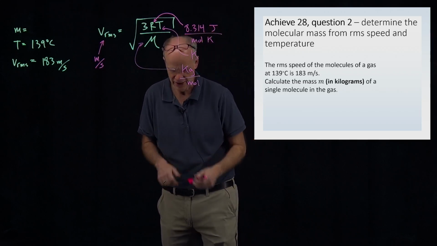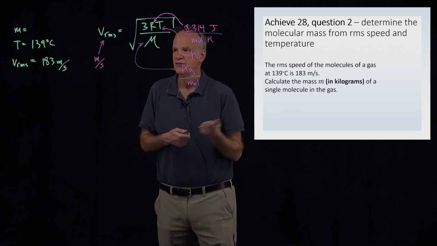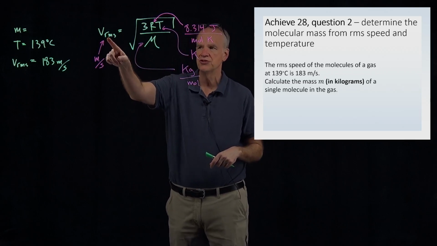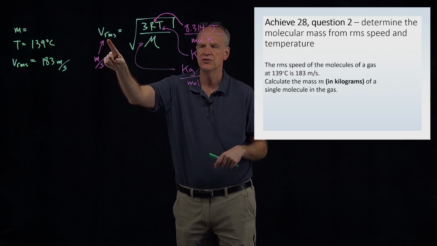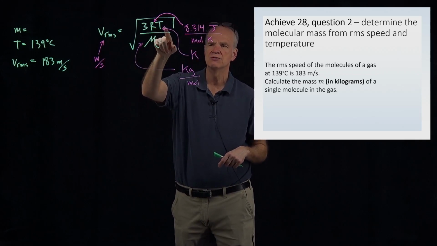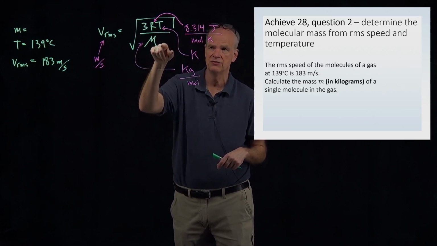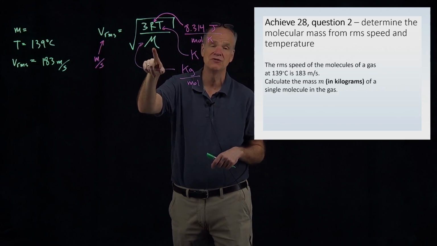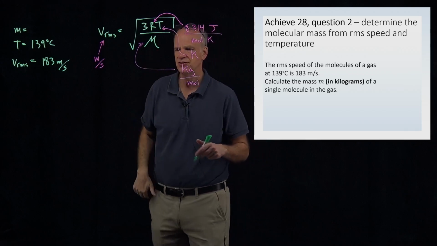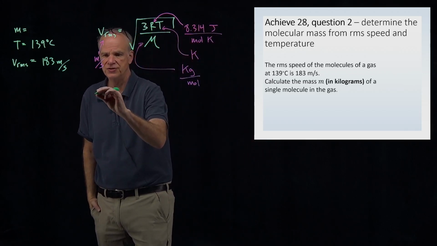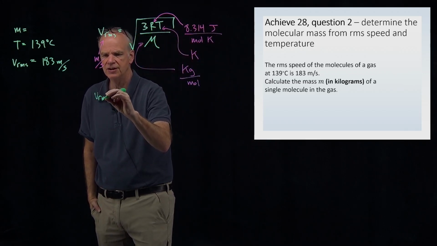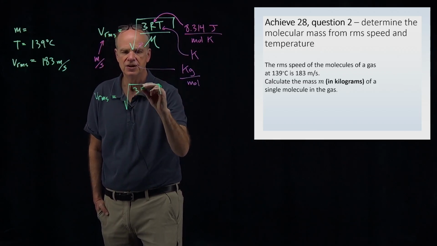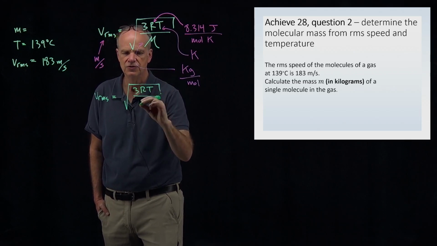Let's first figure out what we need to do next. We are given the root mean squared speed of the population of molecules. We know the value of R. We can calculate the value of T in Kelvin. We are trying to find the molar mass, so we need to solve this equation for molar mass. Let me rewrite this: V RMS is equal to the square root of 3RT over molar mass.